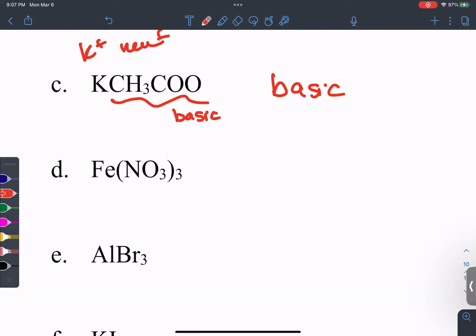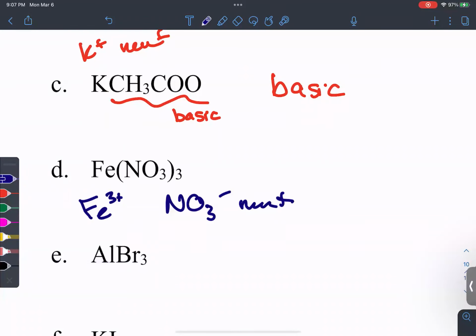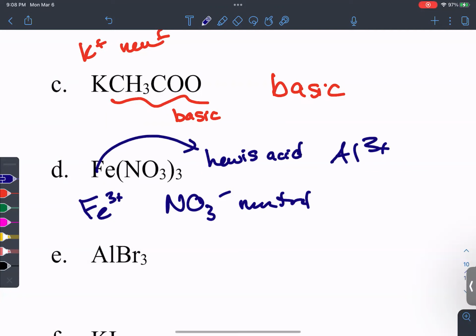This one's a little bit different, but again, let's just inspect it one at a time. Iron 3 plus and nitrate. Nitrate is what? Neutral, so we can ignore it. But what is iron 3 plus? This one doesn't follow exactly like we were saying before. Iron 3 plus and any highly charged metal cation are actually Lewis acids, okay? Iron 3 plus, aluminum 3 plus, all of those are Lewis acids. So if I combine a Lewis acid with something that's neutral, what should my pH be? Acidic, yes.